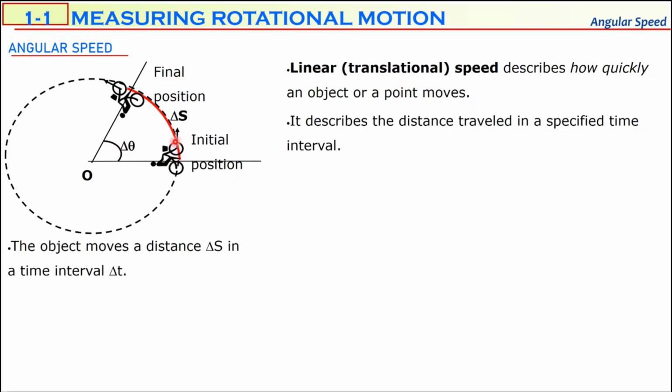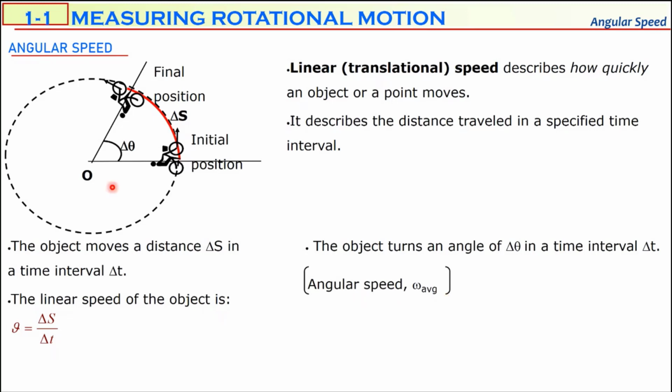To calculate the linear speed when this bicycle is moving from the initial position to the final position, you only divide distance by time. So delta s is the distance traveled by the bicycle. Delta t is the time interval from the initial position to the final position. So you divide them, and you did the same thing many times in the 11th grade. And also in the 12th grade, in the first section, we defined another speed, which is angular speed.